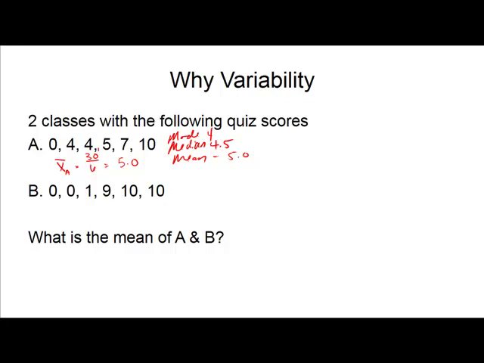And if we look at Group B, the mode is either 0 or 10. The median is equal to, again, the median would be right here. It's a number between 1 and 9. Median is still 5. And the mean is 0 plus 0 is 0, plus 1 is 1, plus 9 is 10, plus 10 is 20, 20 plus 10 is 30, 30 divided by 6 is still 5.